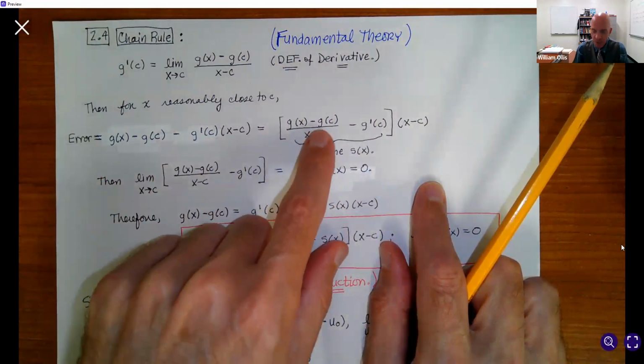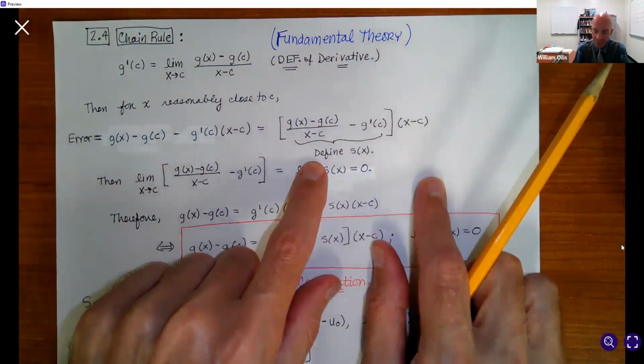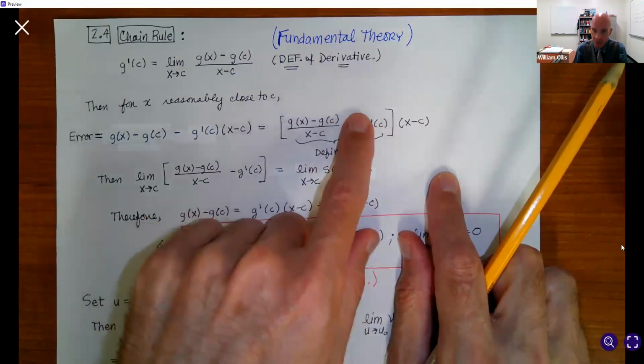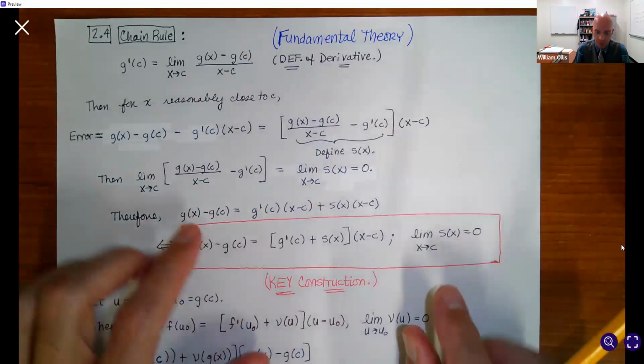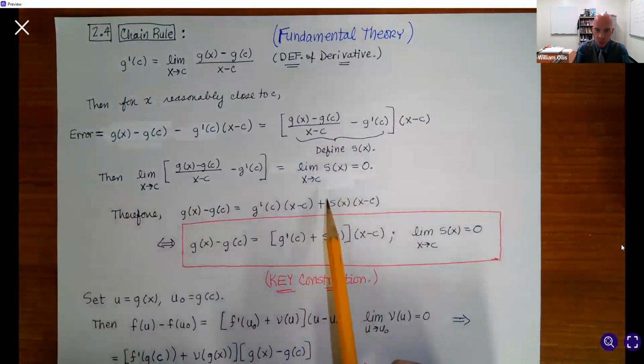But that's very convenient because that's the difference quotient for the derivative. And so what we can do is define s of x to be this function here. Now, as I just said, we know that s of x has some really good properties.